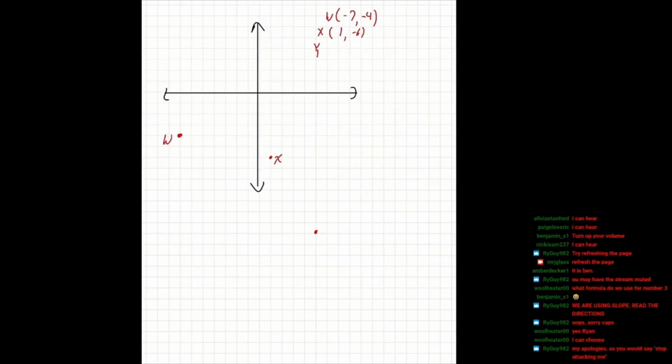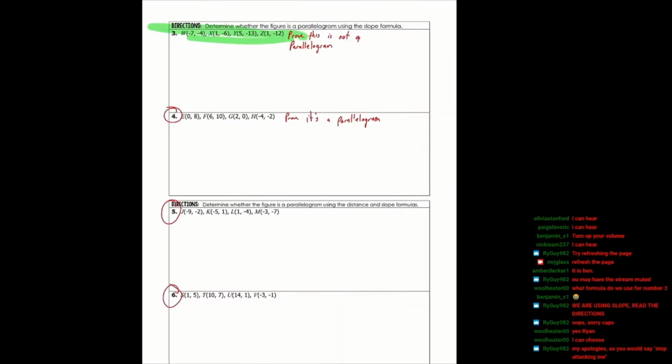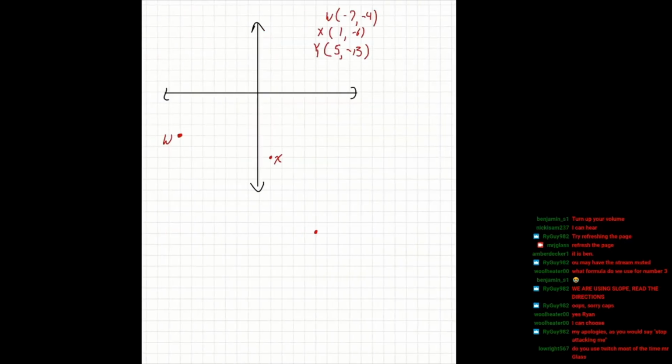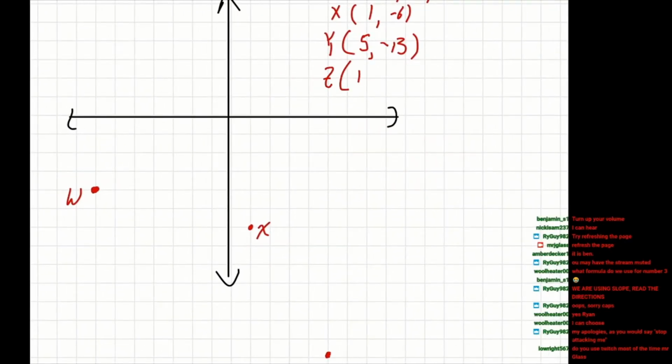So there's y. So one of our coordinates does go to -13, so make sure you make your graph a little bit bigger. I made mine a little small. And then z is 1, -12. Alright, and this is the shape that we get.